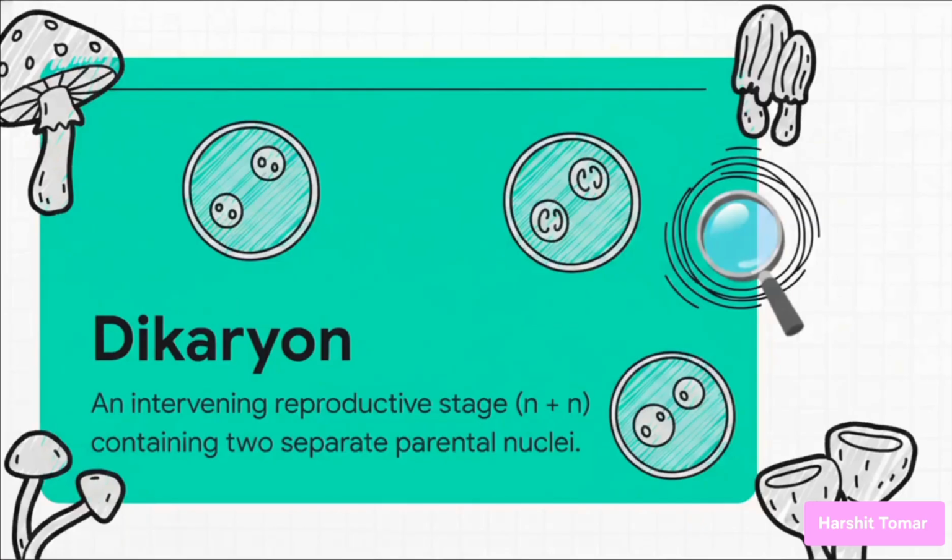But actually, hold on, there's a fascinating exception that occurs here called the dikaryon phase. In certain fungi, like Ascomycetes and Basidiomycetes, the nuclei don't fuse right away after plasmogamy. This creates a temporary intervening stage, represented as N+N, where a single cell houses 2 completely separate parental nuclei before they eventually fuse. It's like they're just roommates for a while.